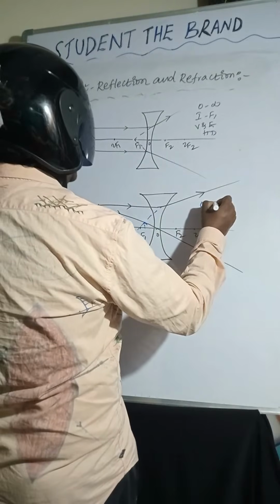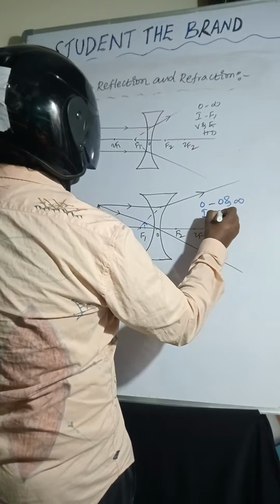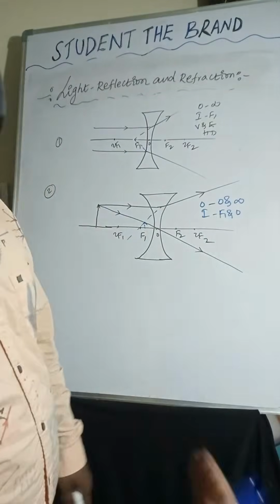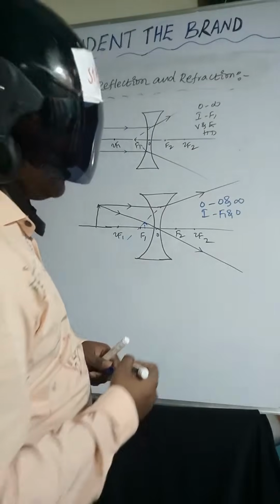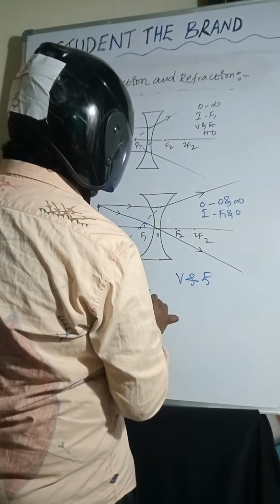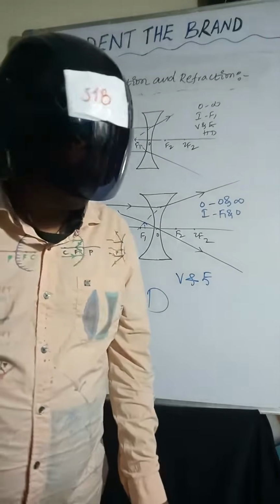So object is placed between O and infinity. Image will form between F1 and O. Nature of the image is virtual, erect and diminished.